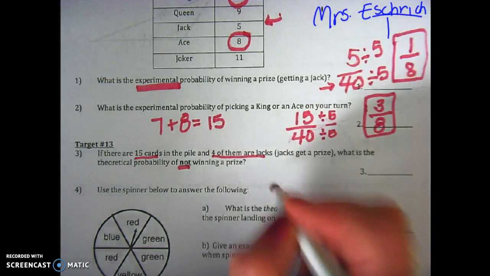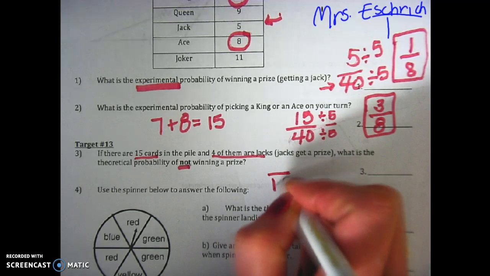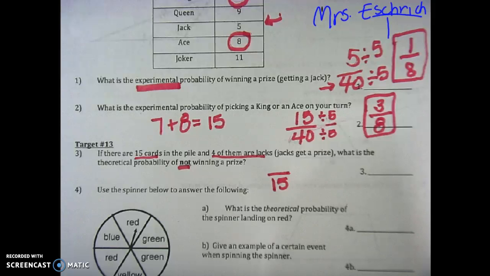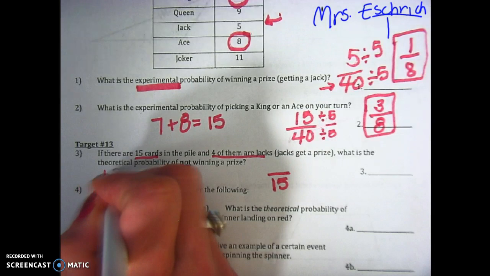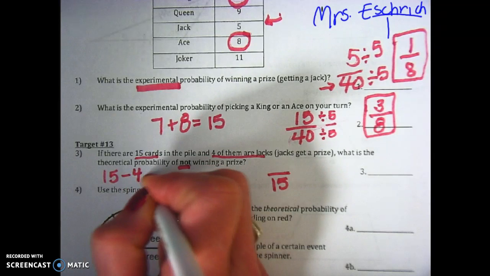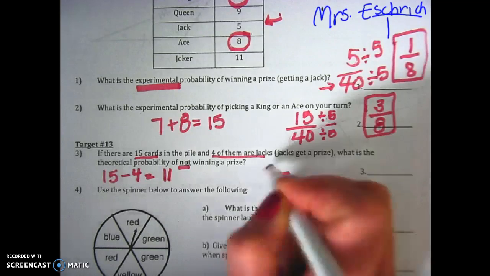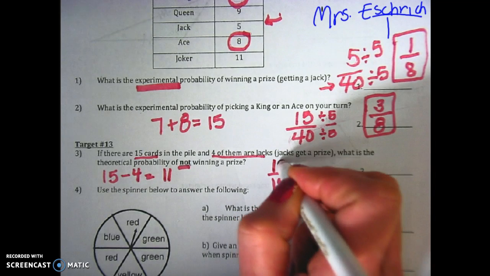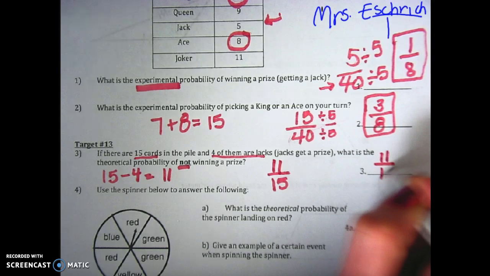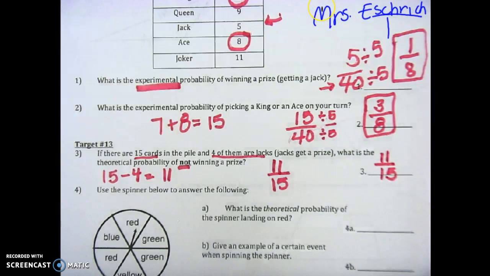So we know 15 is going to be our denominator, right? Because there's 15 cards in all. 4 of them are jacks. How many are not jacks then? We go 15 cards in all, minus the 4 jacks, and we'd get 11 cards are not jacks. So our probability of not winning the prize is 11 out of 15.